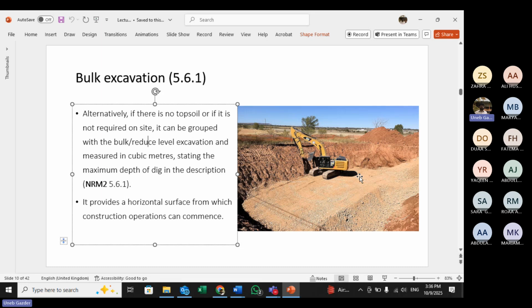Okay, but obviously, it depends upon the site conditions, the site level. If there is too much slope on the site, there will be a lot of variation. Then you cannot rely on the maximum. But the regular standard is that the maximum difference between the required reduced level and the existing reduced level must be used in the description.